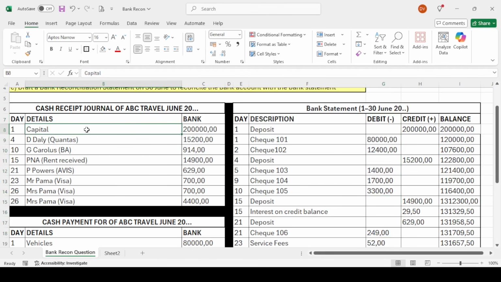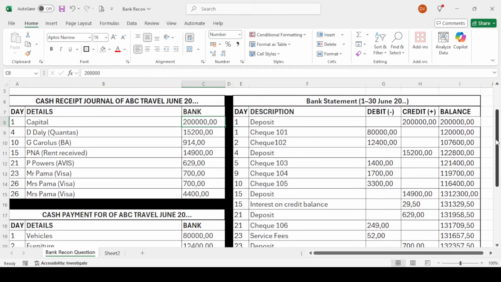Good. Let's start with our cash receipt journal. I'm going to use color because I'm working on Excel, but when you do this in the exam, you're going to literally just take your pencil and you're going to tick off the amounts that you see. Do you see 200,000 Rand on your bank statement on the plus side? Yes, you do. It is there, so you can tick it off. Remember to tick it off on your journal and on your statement.